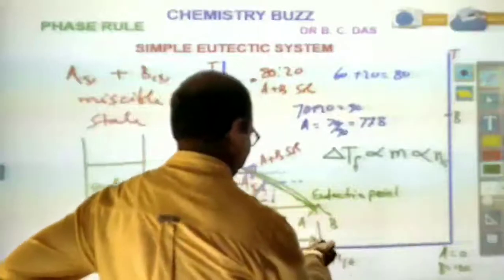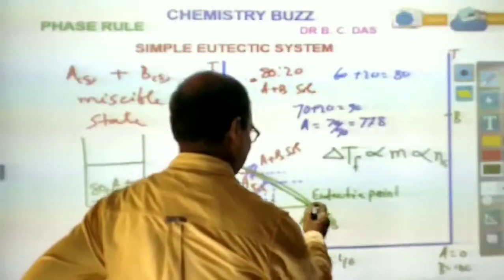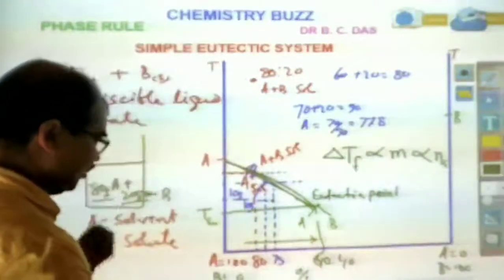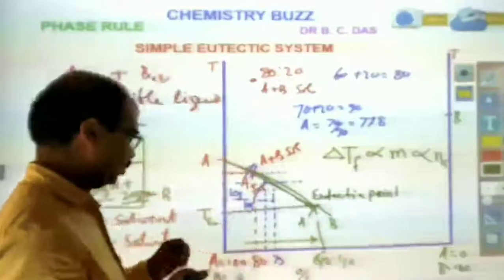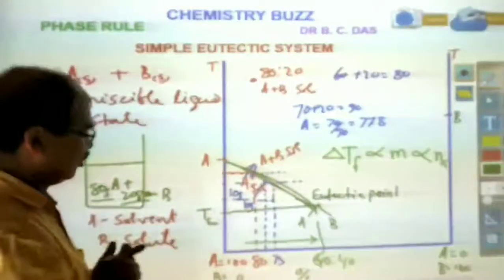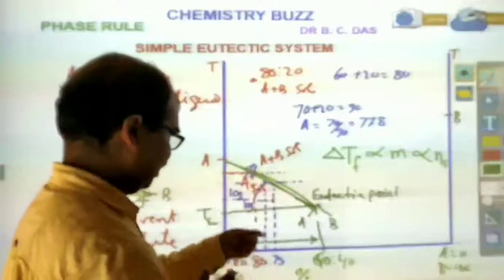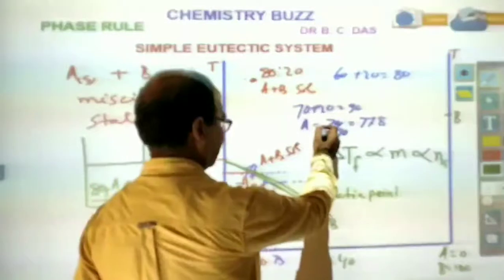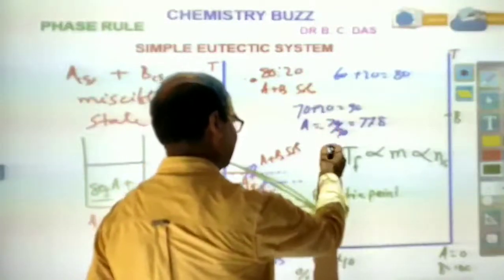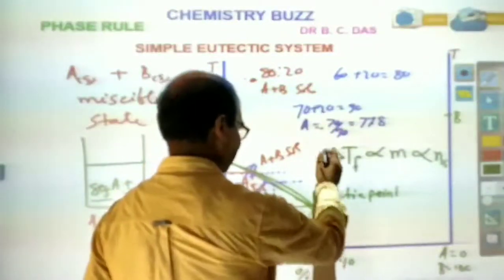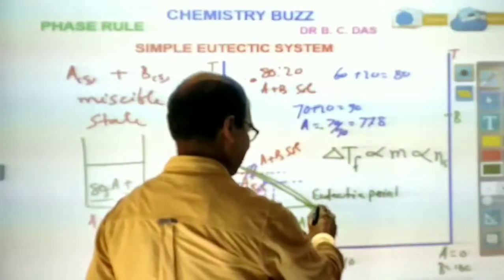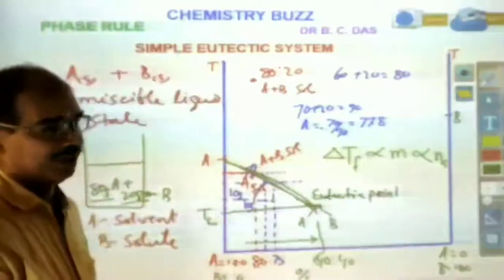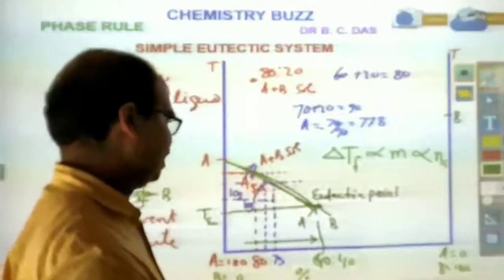Suppose you take the eutectic composition, say 60% A and 40% B in the solid. So 60 gram of A and 40 gram of B. Then it is heated to a very high temperature, somewhere here, and if we cool it, then it will be at this point where A and B will be separated.